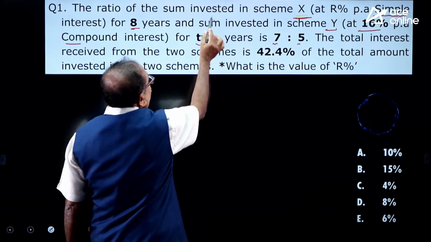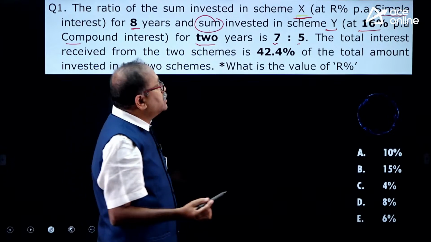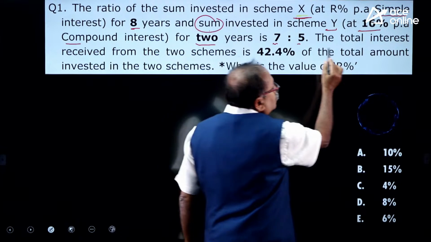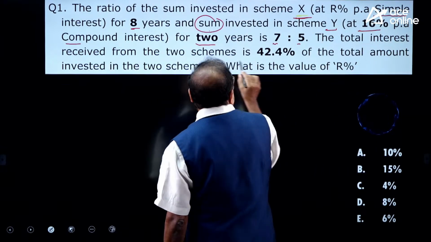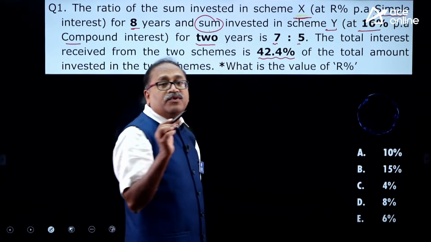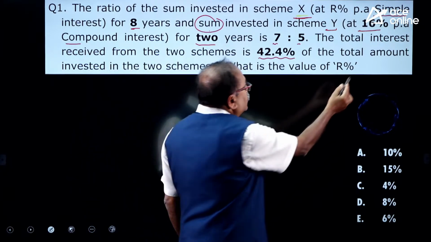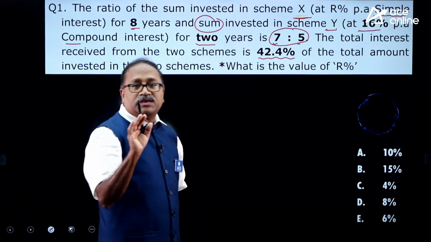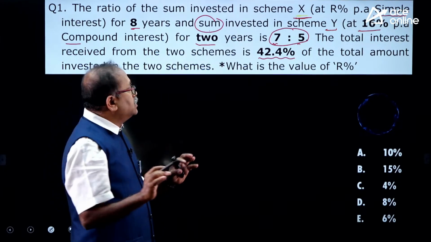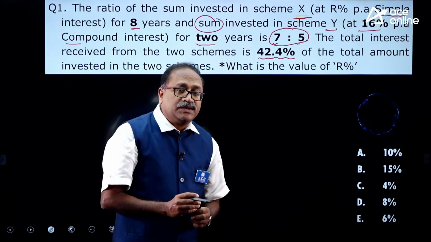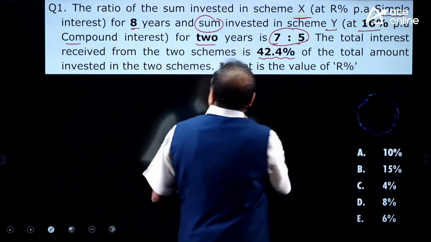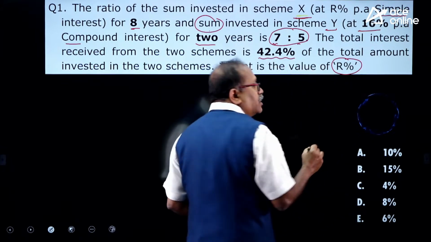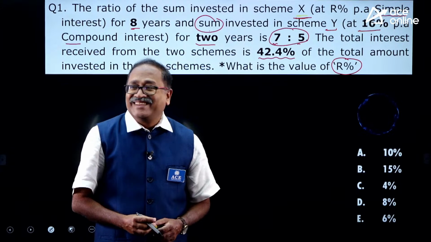What is this ratio? The ratio of the sum. If I consider the first sum as 7x, the second sum will be 5x. The total interest received on the two schemes is 42.4% of the total amount invested. That means the total amount will be 12x. So the total interest is 42.4% of 12x. Now what is the value of R? I just have to find out the rate of interest.